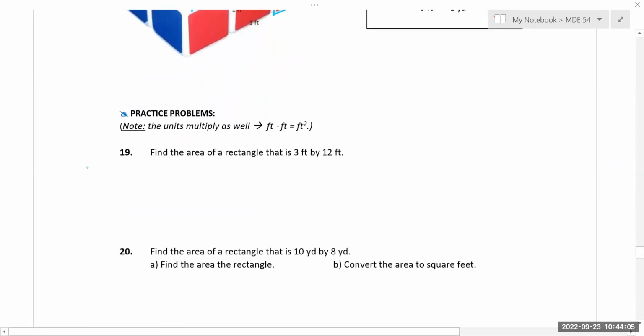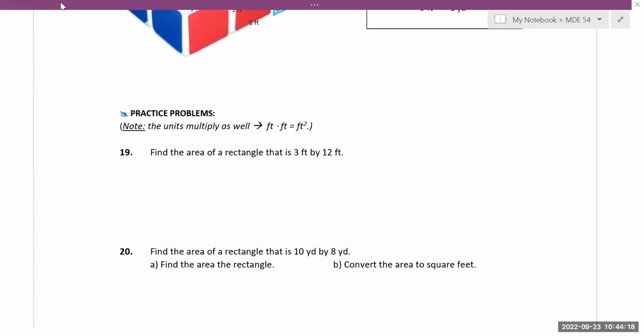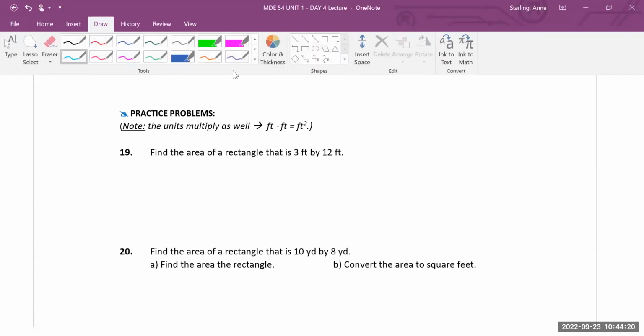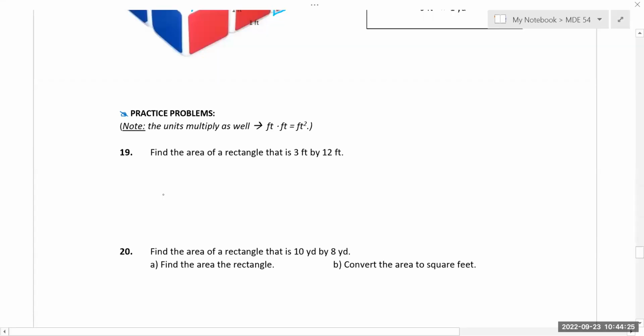So if I want to find an area of a rectangle that's 3 by 12, I can. And if I want to find an area of a rectangle that's 10 by 8, I can. I just need to watch my units. So pause the video and try these. If I want the area of a rectangle that's 3 feet by 12 feet, area is length times width, or 3 feet times 12 feet. So that's 36 feet squared.